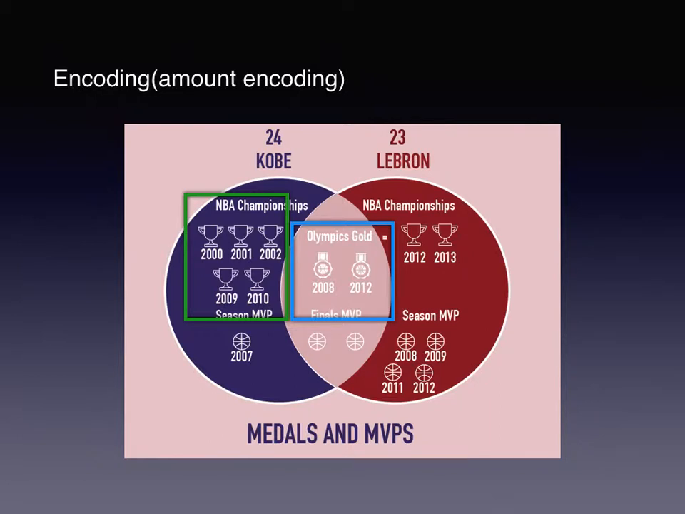Next topic is encoding. First, I use amount encoding in relation display. As you can see in the green box, I use 5 icons of the champion cups to represent how many MVPs Kobe got, and in the blue box, I use 2 medals to represent both of them won 2008 and 2012 Olympics games. The reason I use amount encoding here is that I think a set of icons allows viewers to know the data really fast, and I do not have a large number of icons, so they can easily count the number.